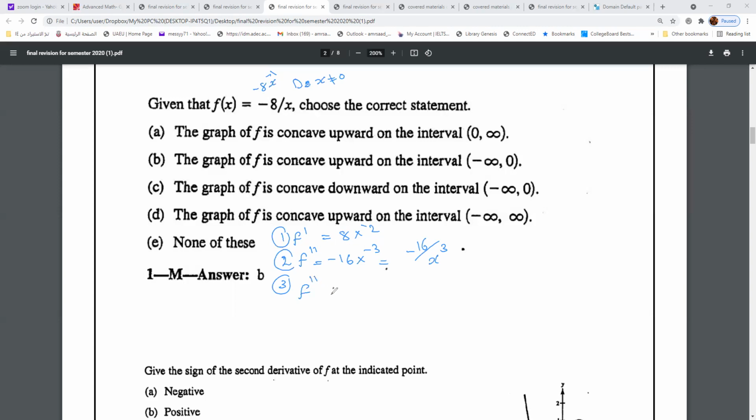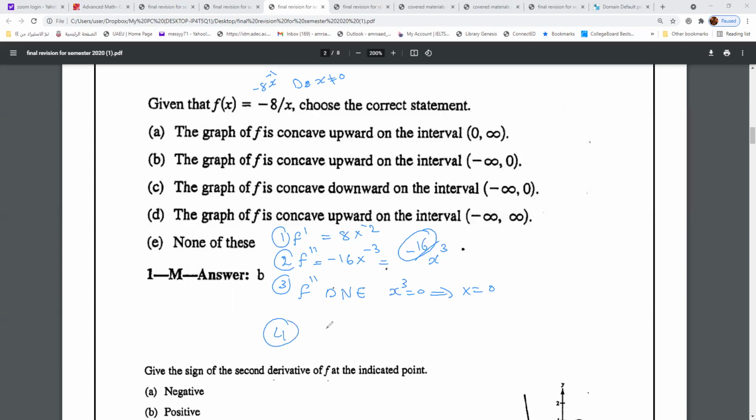Here, the second derivative does not exist when the denominator equals 0, because it is impossible for the denominator to be 0. That's why we don't have zeros of the second derivative. This implies x equals 0, but it is not included in the domain, so we don't have an inflection point.